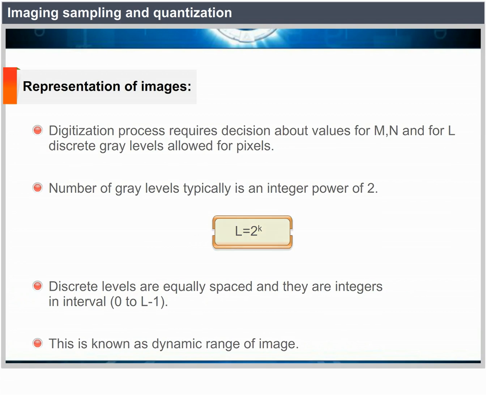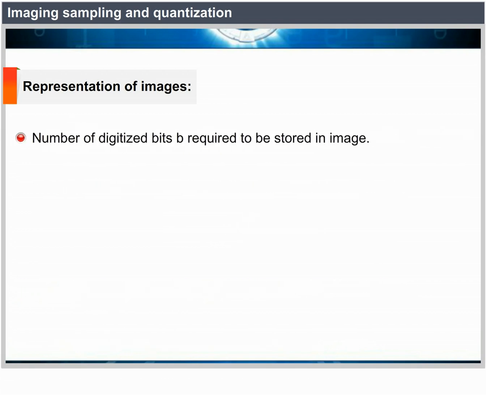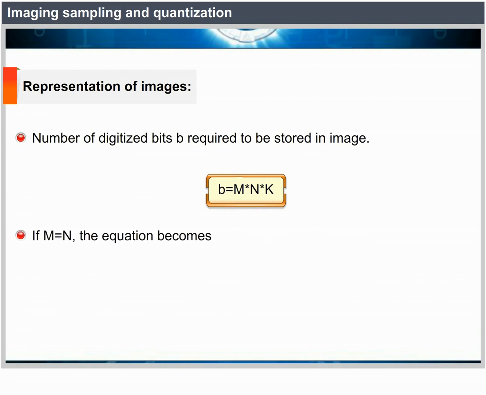The number of bits b required to store a digitized image is b equals M times N times k. If M equals N, the equation becomes b equals N squared k.